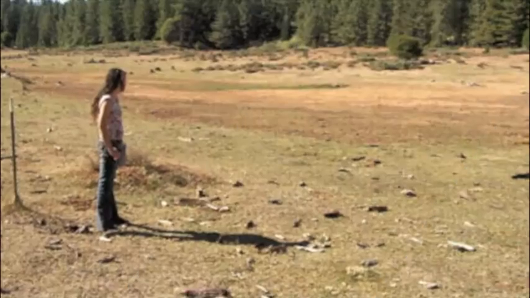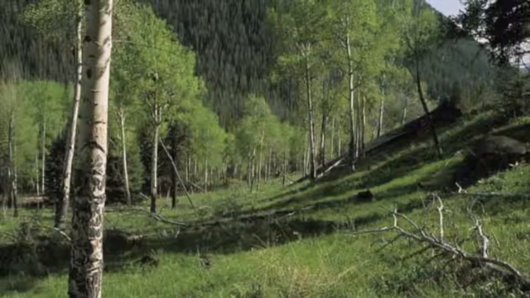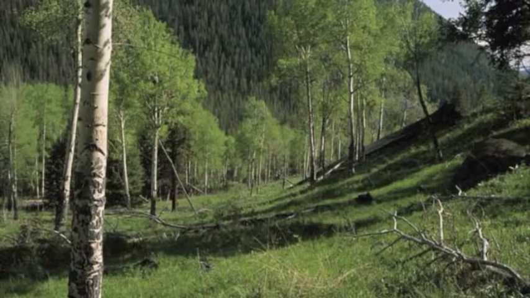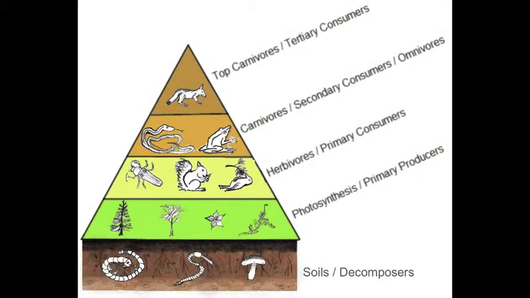Biodiversity, the difference between this and this. But how does a forest ecosystem come to be diverse? One way to explain the relationship between organisms and an environment is with a trophic cascade diagram.